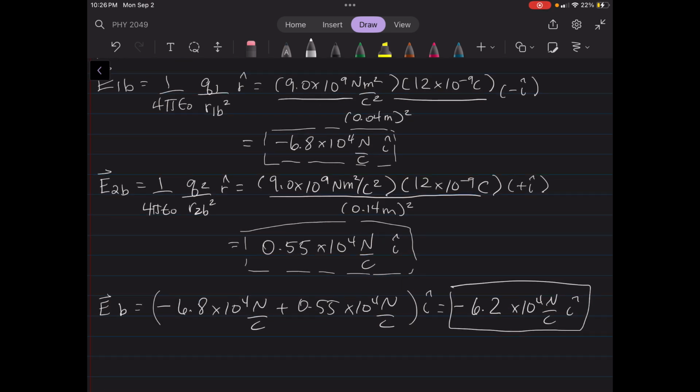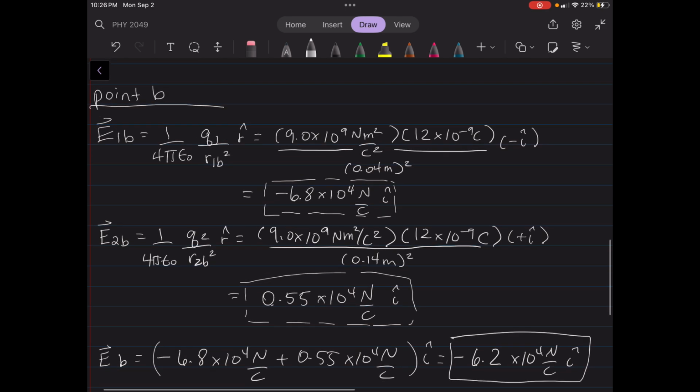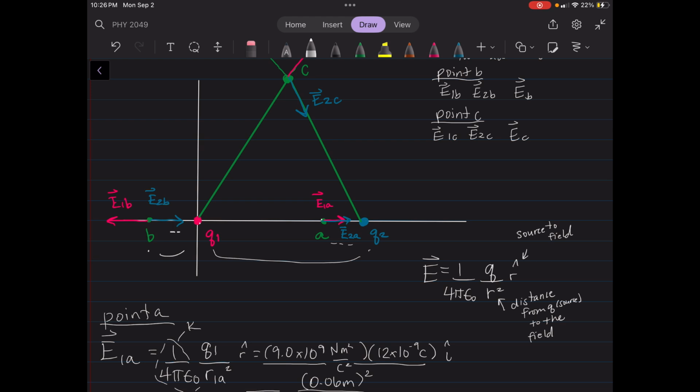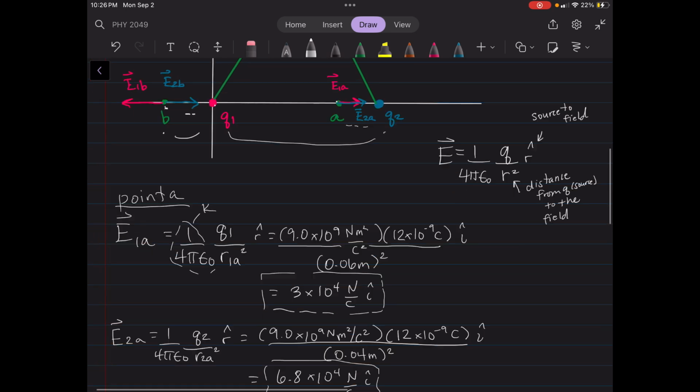That makes sense, right? Because we have a really small vector pointing to the right. Why is E2B so small? Because it's really far away, right? Point B is really far away from Q2. So it's going to have a small magnitude, right? Because the magnitude of the E field drops off with inverse r squared.